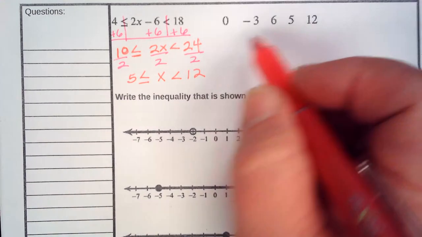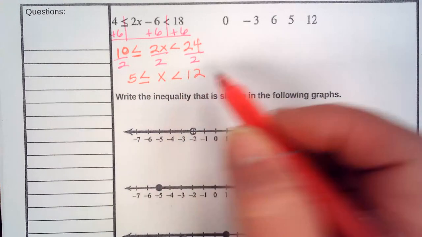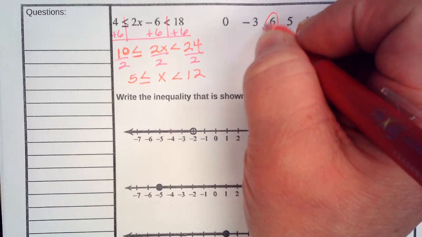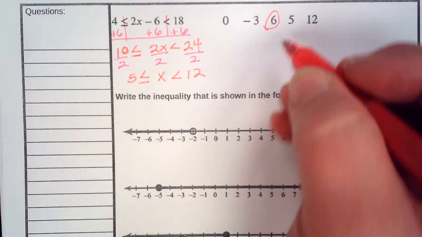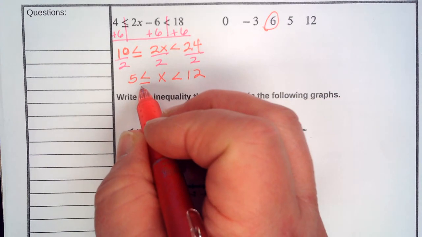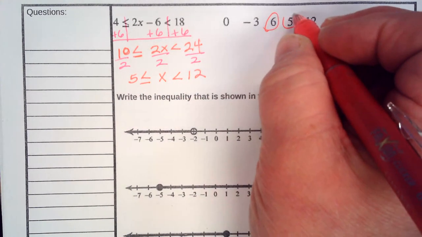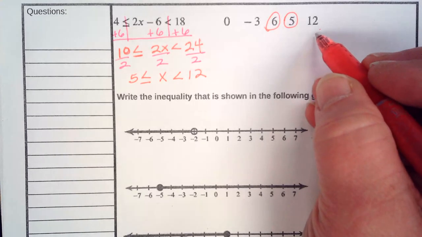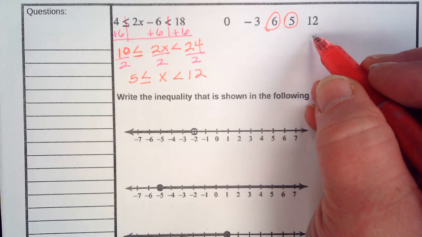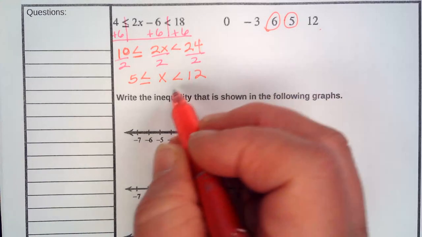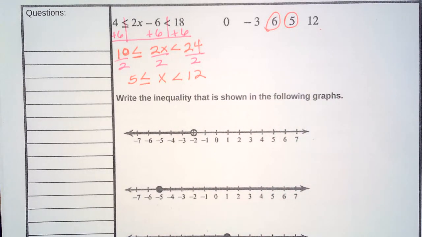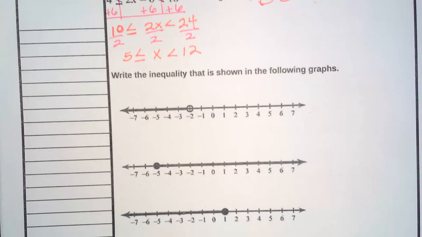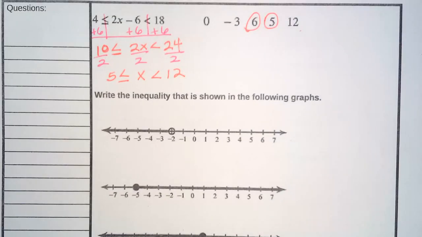What about 6? Is 6 greater than 5 and less than 12? Yes. What about 5 itself? Well, there's that equal sign by 5, so it is a solution. What about 12? There's no equal sign. 12 is not a solution. So that's how you figure out what's part of your solution set.